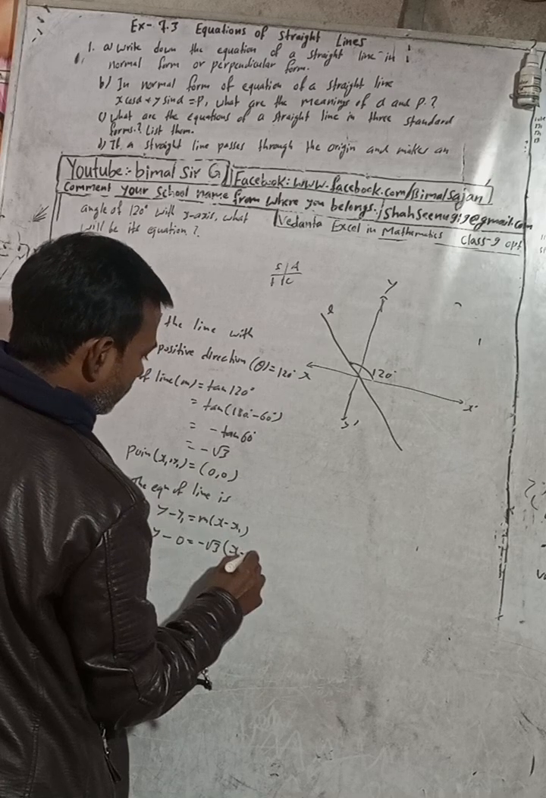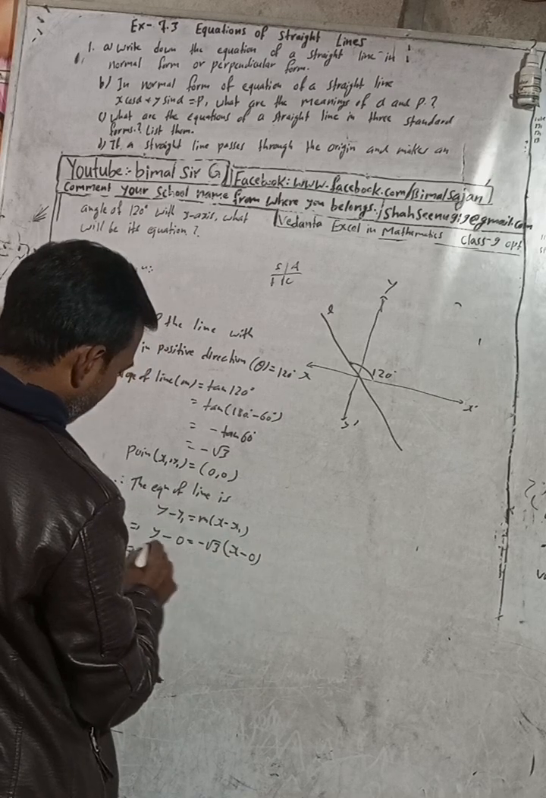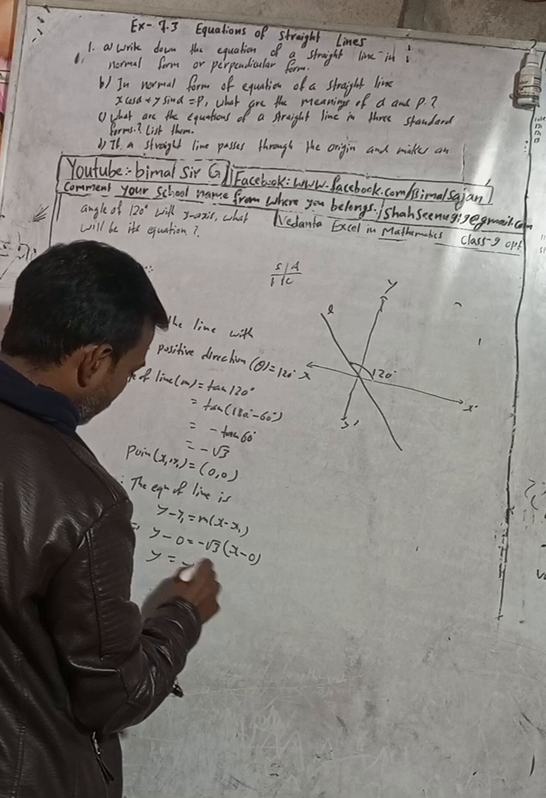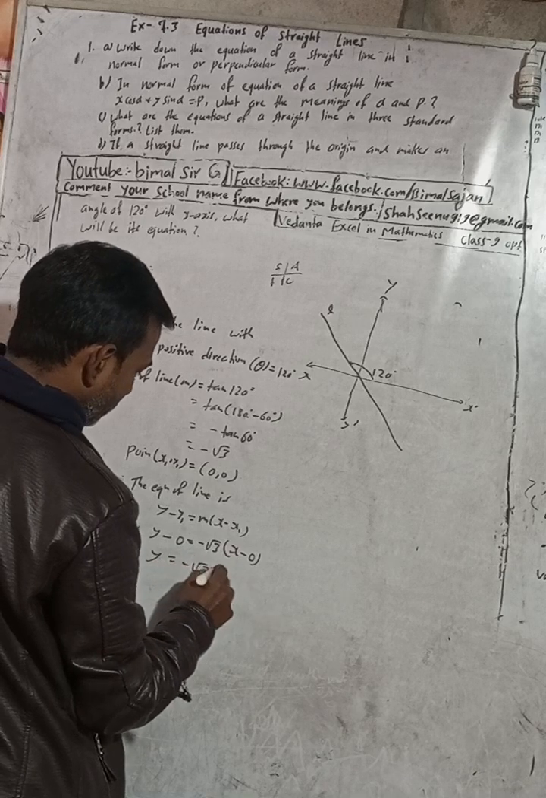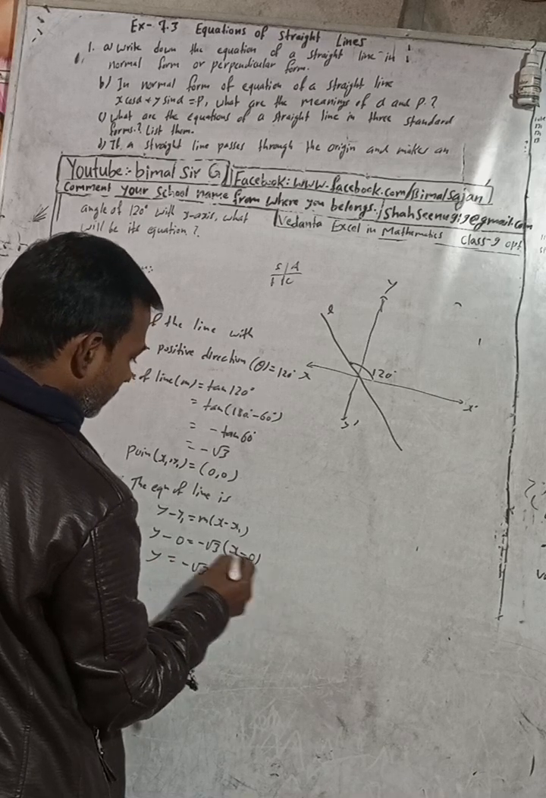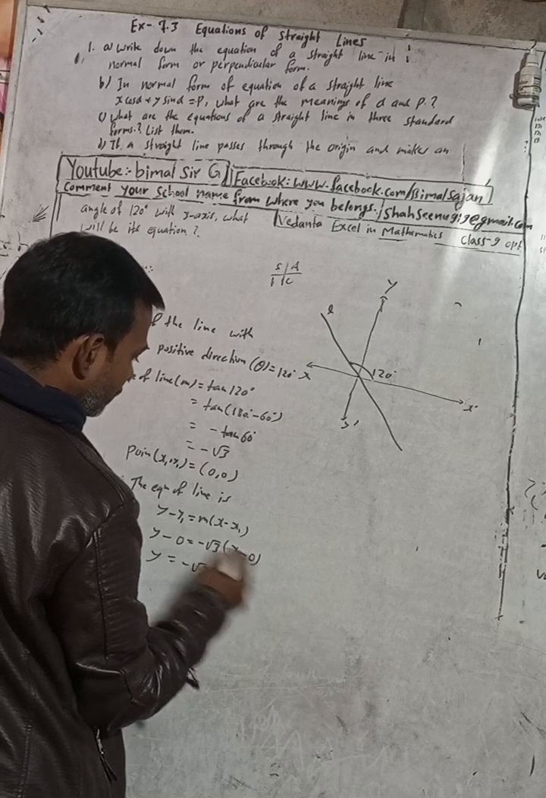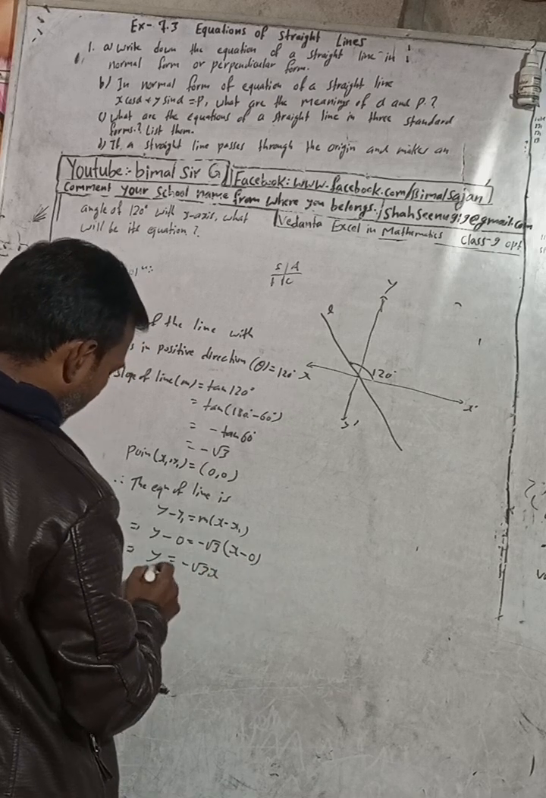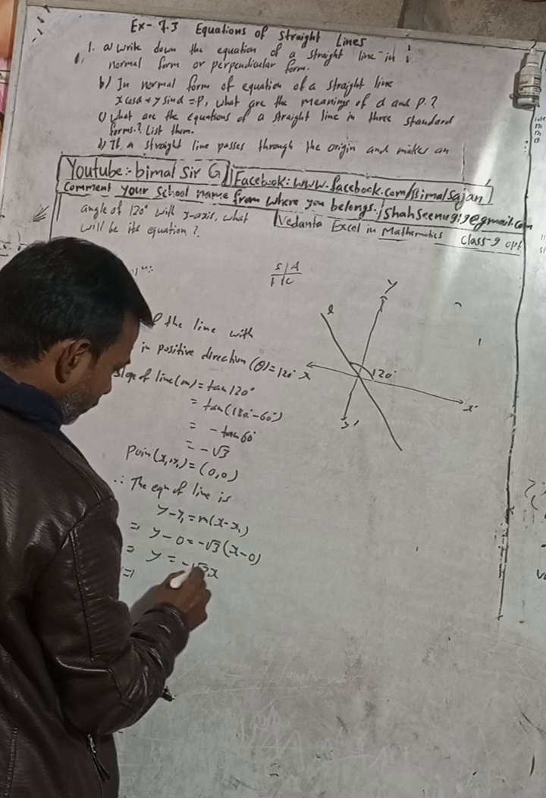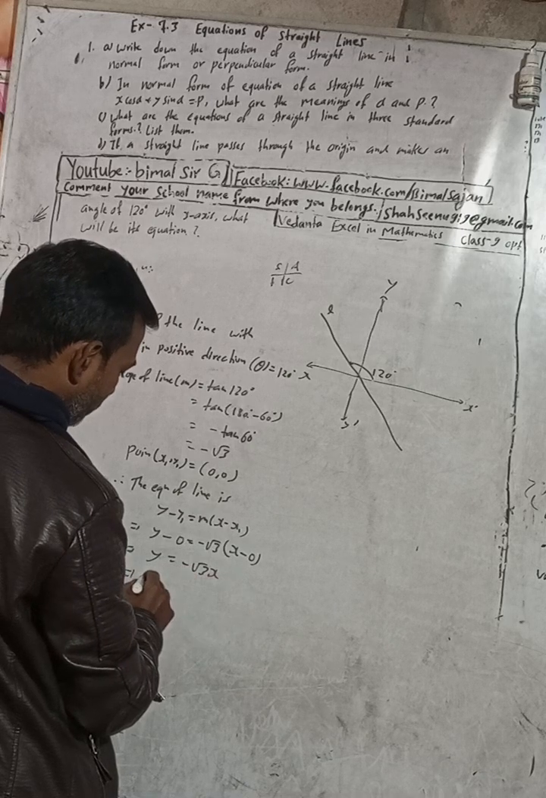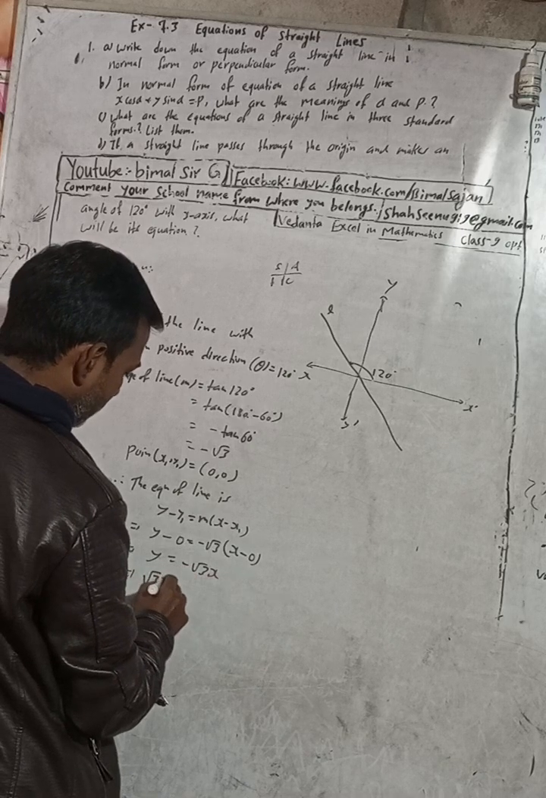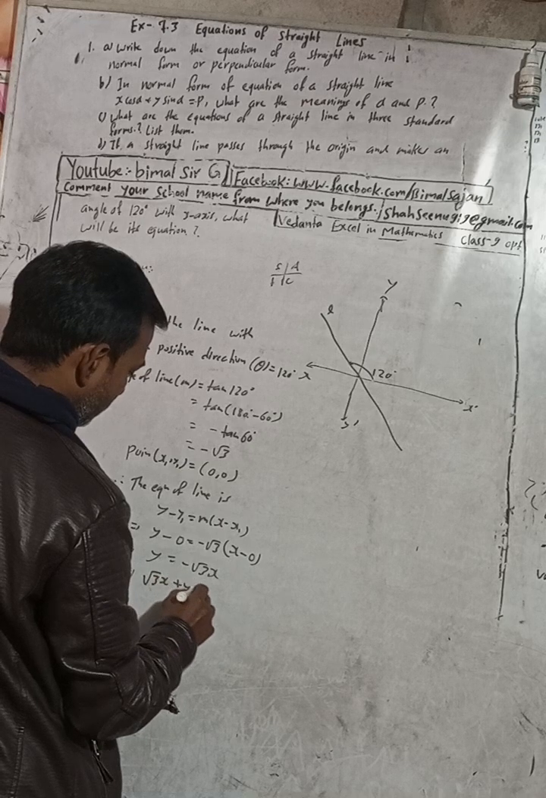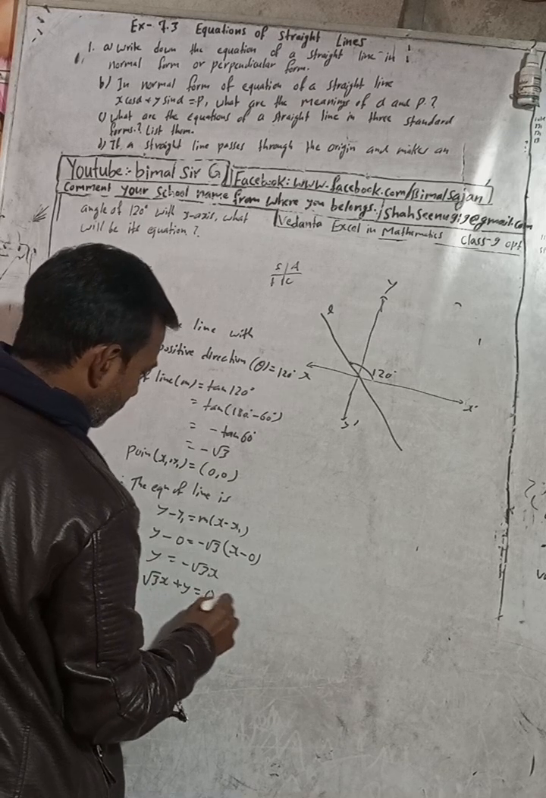Minus x1 is here 0. So what we can write from here? y minus 0, y is equal to minus root 3 into x, and this is 0. So no need to write here. Now we can write like this: minus root 3 x will go to this side, so this will be plus root 3 x plus y is equal to 0.